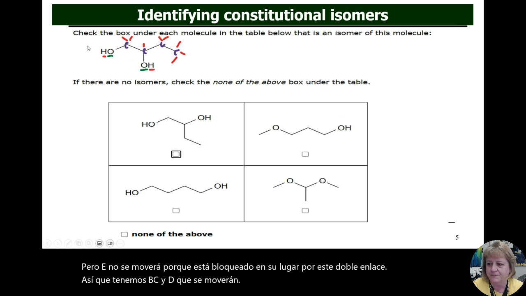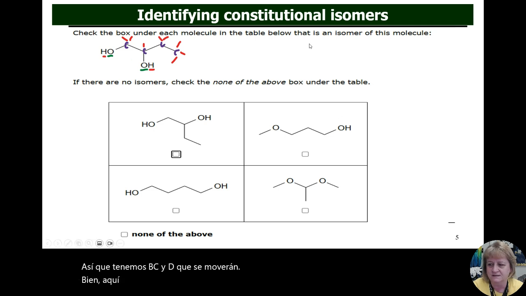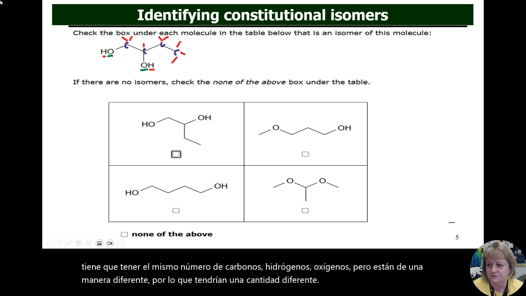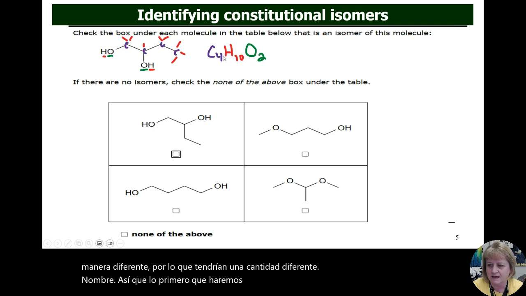Okay, so here we're going to check the box under the table that is an isomer. An isomer has to have the same number of carbons, hydrogens, and oxygens, but arranged in a different way, so it would have a different name. So the first thing you want to do is look at the C's, H's, and O's. Find out how many C's, H's, and O's there are.